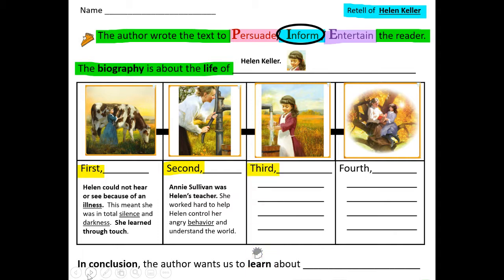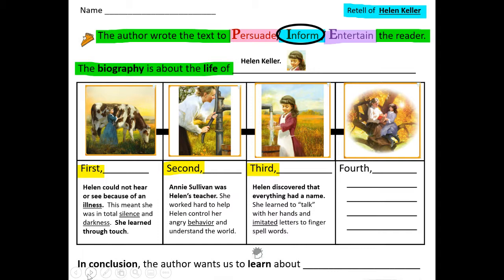Third, what did Helen discover? What was the turning point? Third, Helen discovered, well, third, Helen discovered that everything had a name. That was the turning point. She learned to talk with her hands and imitated letters to fingerspell words. So that was a very important event.